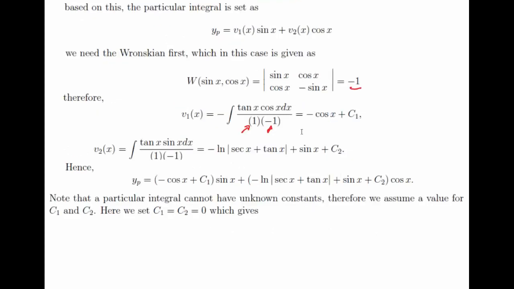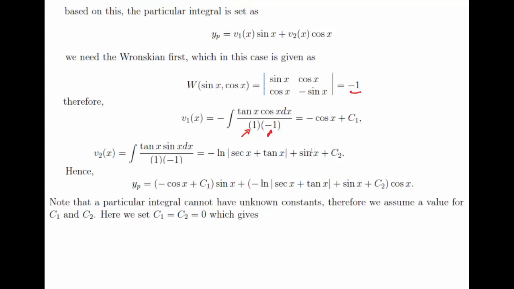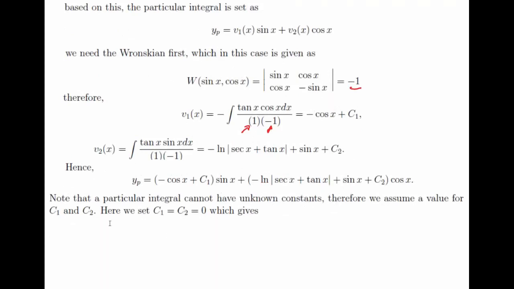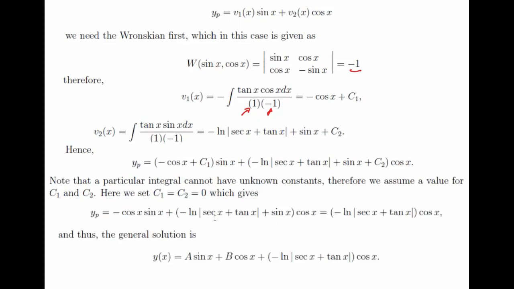Now, an important thing to note is that we already have two constants, a and b, in the complementary function, so there cannot be any more constants. These constants that you see here, we can assume any number for them, and we're going to set them to the easiest possible value, which in this case is 0. That gives us this yp, which can be simplified because these two sine x cos x terms cancel out, and we are left with just this.